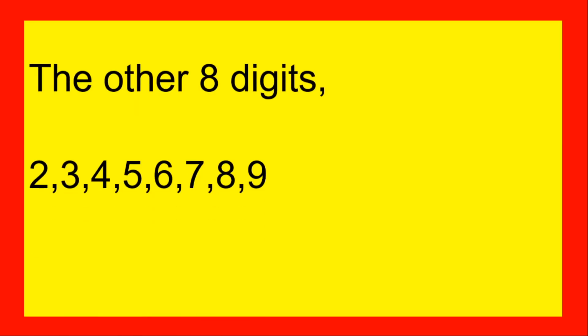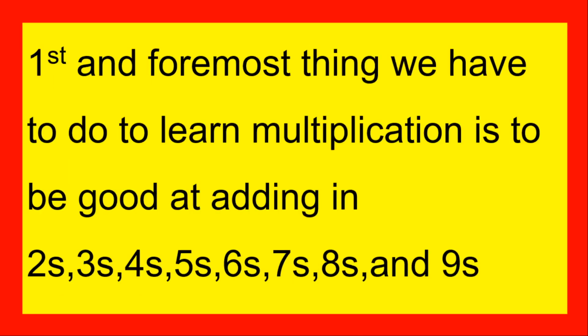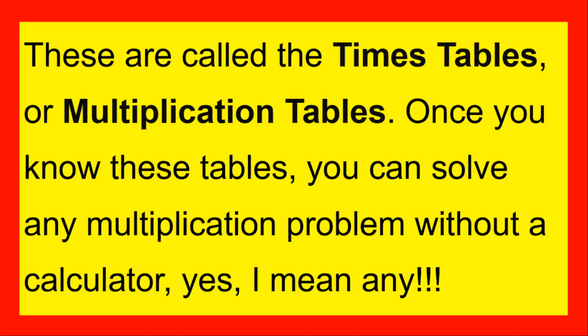The other 8 digits, 2, 3, 4, 5, 6, 7, 8, 9, they need your attention. They are a bit hard ones, and we have to work hard to learn their rules. So the first and foremost thing we have to do to learn multiplication is to be good at adding in 2's, 3's, 4's, 5's, 6's, 7's, 8's and 9's. You have done a lot of practice of these additions in your addition lessons, and these additions are called times tables. In multiplication language we call them multiplication tables or times tables. Once you know these tables, you can solve any multiplication problem without a calculator. Yes, I mean any.